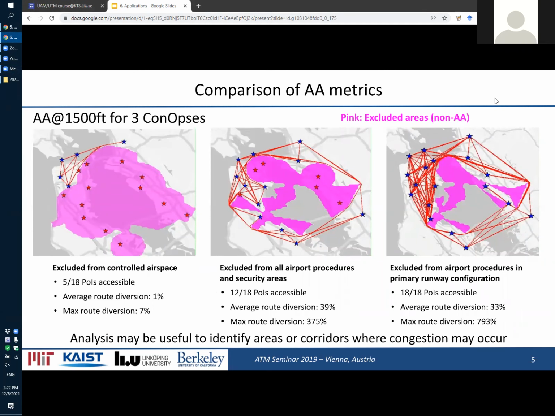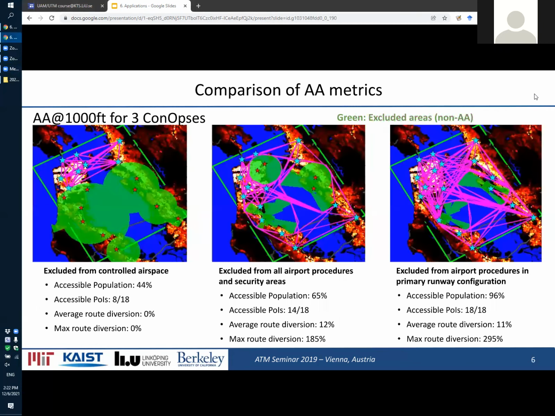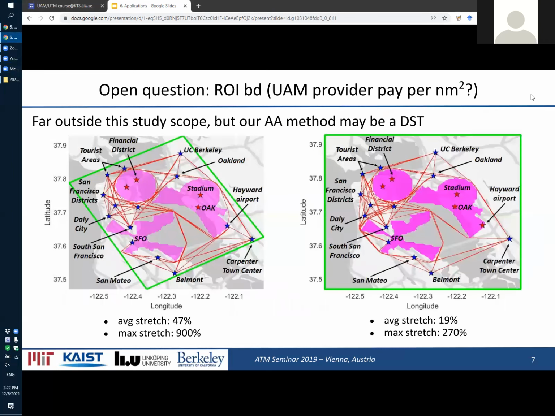You may remember we were looking at different concepts of operations, like what parts of airspace would be inaccessible for UAM, given different integration with the conventional air traffic management. And then again, you could see at different routes the average and maximum route diversion under these different conops. Here's another example. Again, green is the excluded, and you can see some of the routes and by how much the UAM would have to divert.